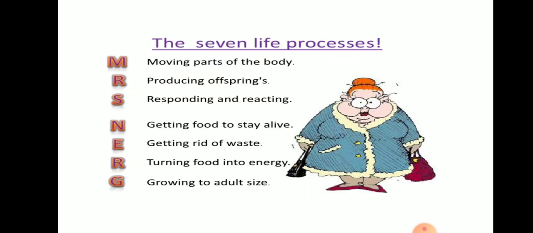Now lastly, we are going to talk about a short reminder, where we can keep in mind the 7 different characteristics of living beings. Here's a picture being shown of Mrs. Nerg, in which M stands for moving parts of the body, that is movement, R stands for reproduction, S stands for stimulus, that is responding and reacting, N stands for getting food, meaning nutrition, E stands for excretion, R stands for respiration, and G stands for growth. So this is a way you can keep in mind the 7 life processes which are very important in living organisms.